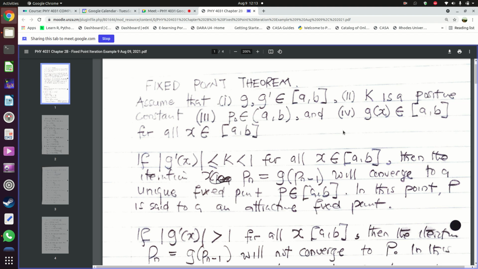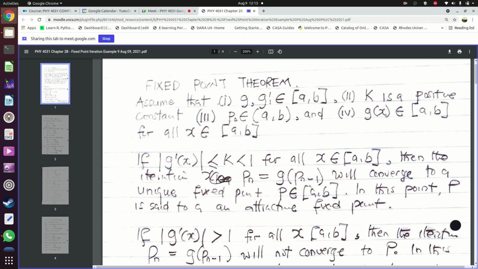Remember what we said when it comes to our function g. How do you know that the function g of x, which you have come up with, is the one which is going to lead to convergence or not? So the first thing you're supposed to do once you have your function g is to work out what the derivative of this particular function is.